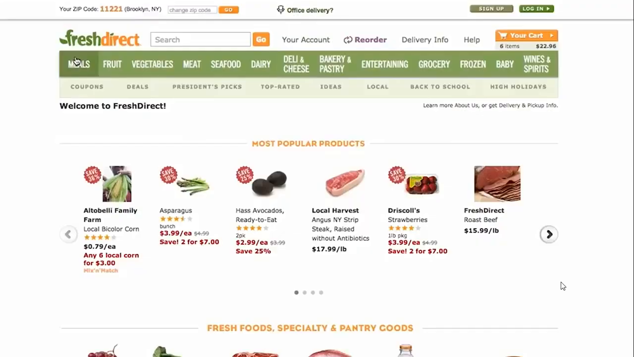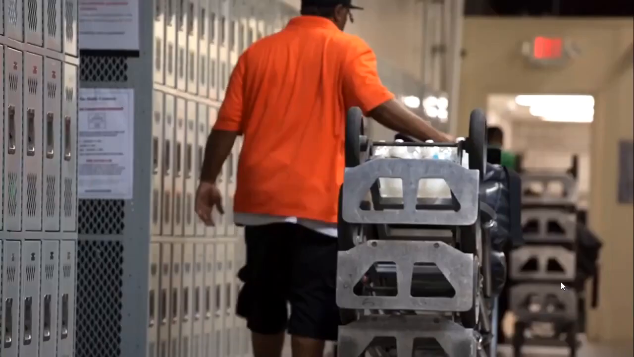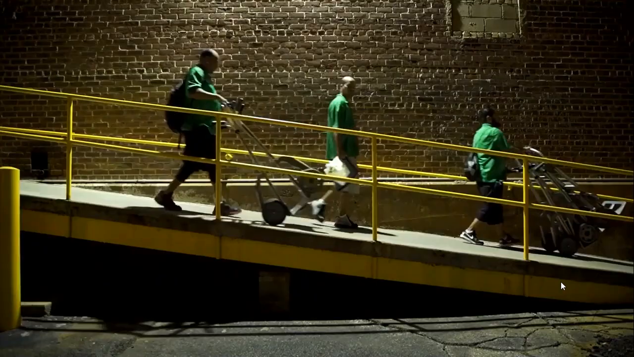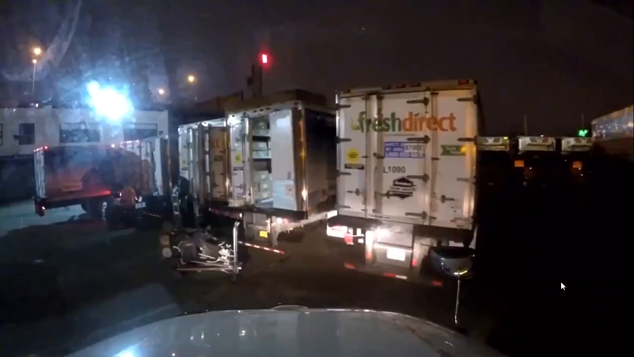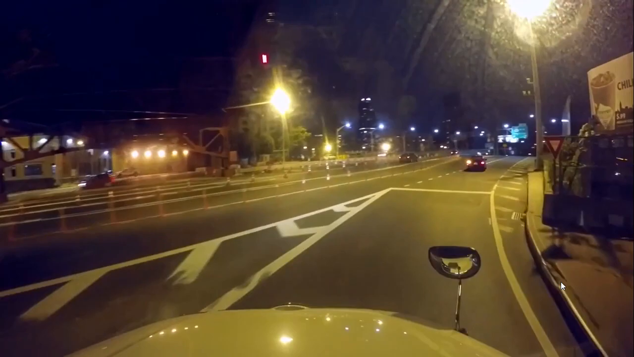So like any other online company, you go online, you fill your market basket, you pick all the items that you want, and then we'll deliver it for you the very next day. So we operate within 2-hour delivery windows. Each day we load our trucks, we go out and make deliveries, we provide great customer service, and it's all based on our online market.